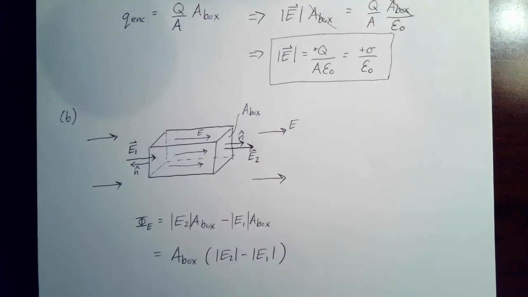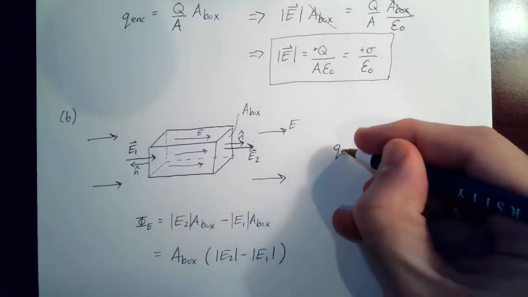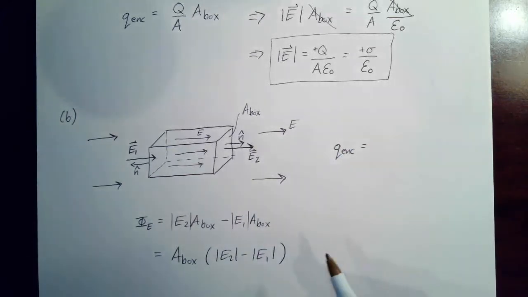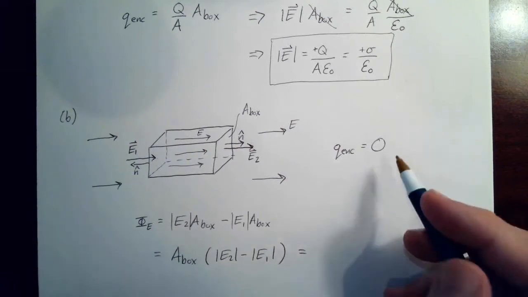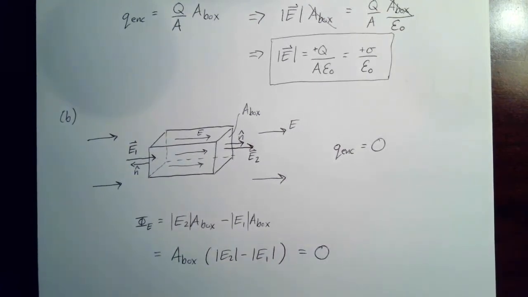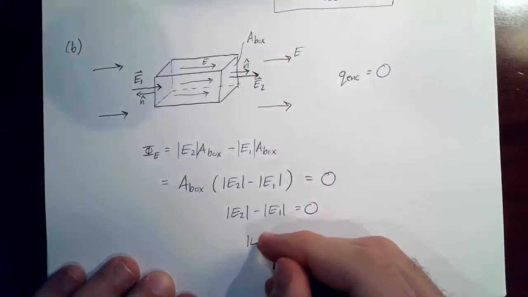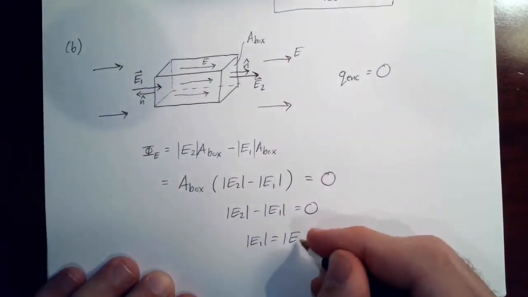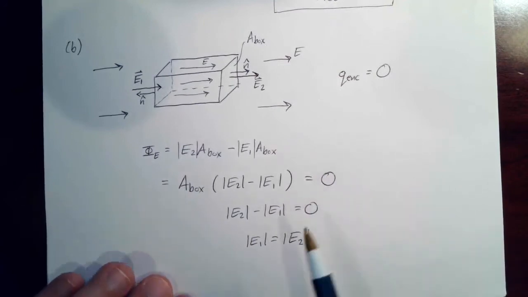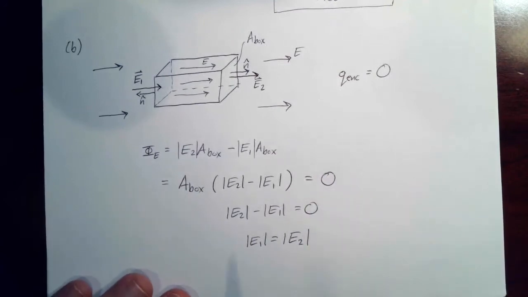And now how about the right-hand side? What is the charge enclosed by this box? Well, it's zero. There are no charges inside this box. So that means the right-hand side of Gauss's law is 0 divided by epsilon naught. So now I can divide both sides by A box. It goes away, and I'm left with E2 minus E1 equals 0, or in other words, E1 equals E2. So I've just proven a very simple way that the electric field in between the two plates is everywhere equal.